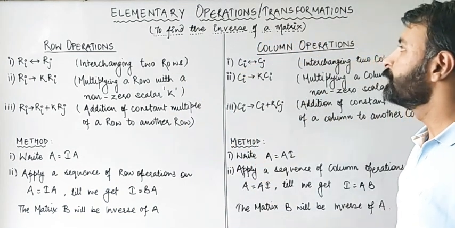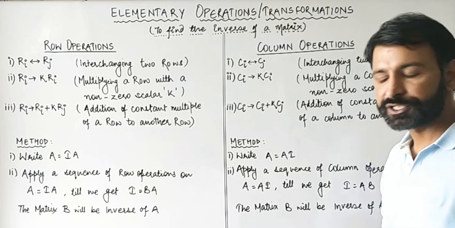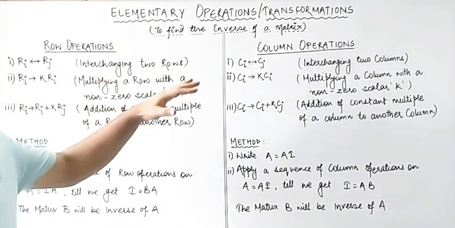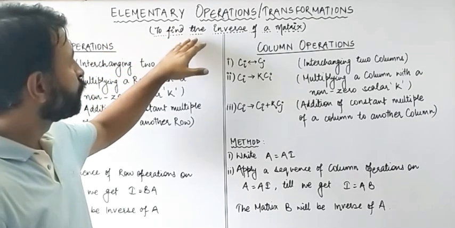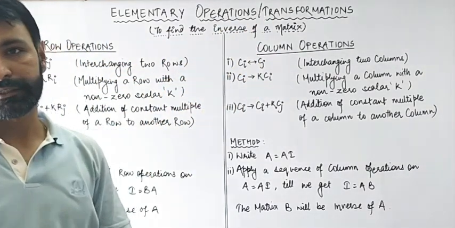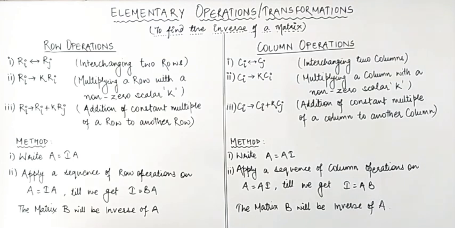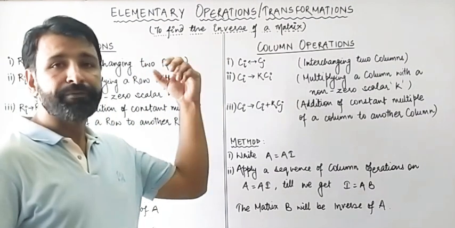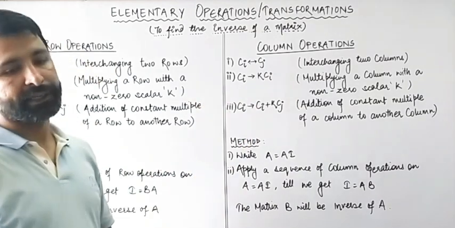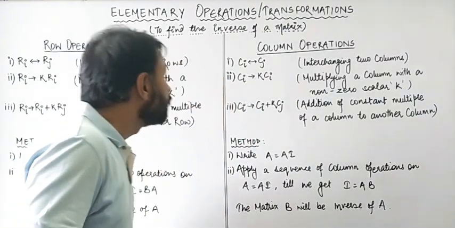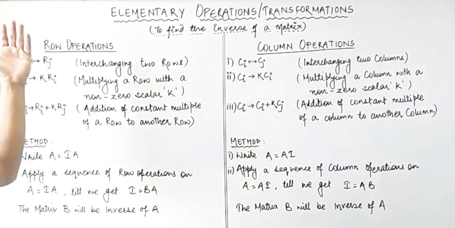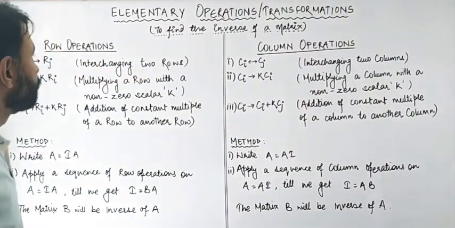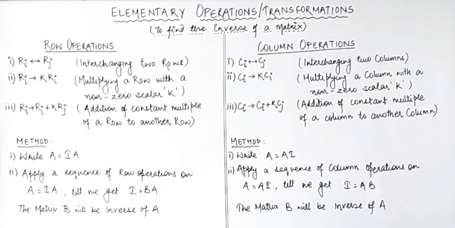Today we'll start with elementary operations or transformations. Elementary operations or transformations are used to find the inverse of a matrix. Now in elementary operations we have row operations as well as column operations. So first we will see what are row operations.